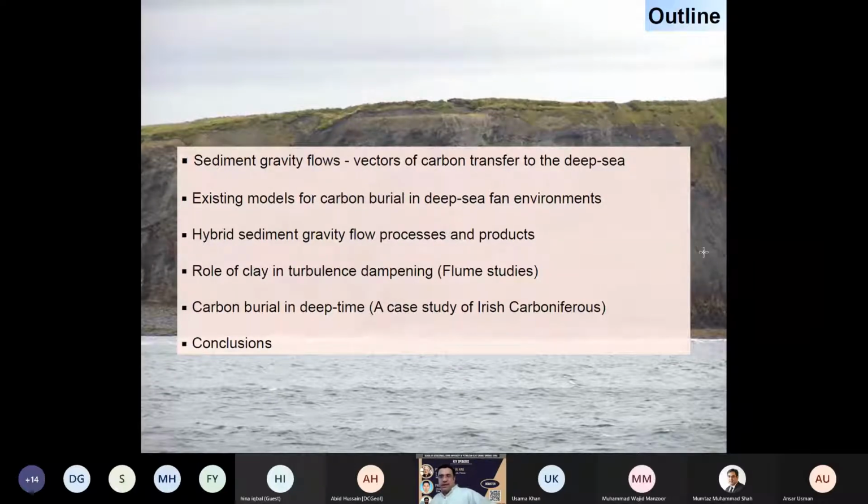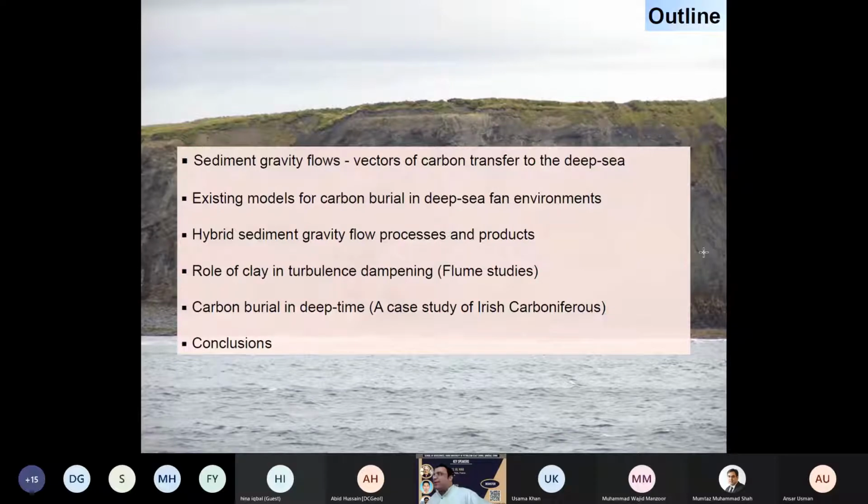In the first part, I will try to build a case for sediment gravity flows as a vector of carbon mass transfer to the deep sea. Then we will talk about existing models for carbon burial in the deep sea. Then I will discuss the very introductory idea about hybrid sediment gravity flow deposits and the processes related to them, because most of you are undergrads. So perhaps it would be really interesting for you to understand where we are in terms of deep water sedimentology.